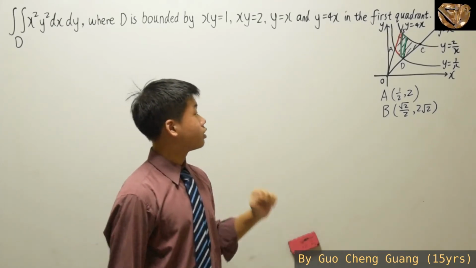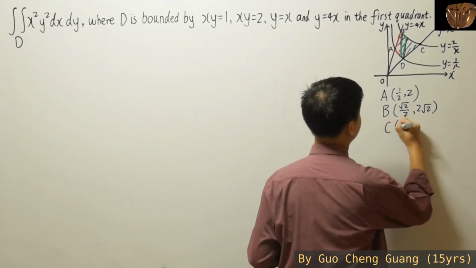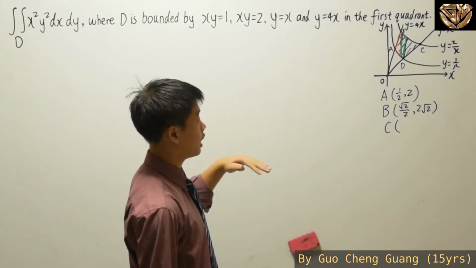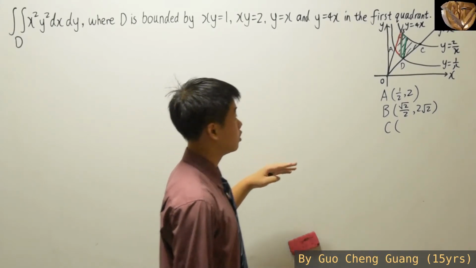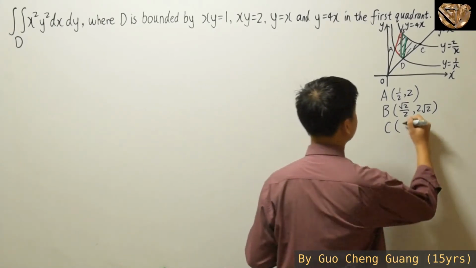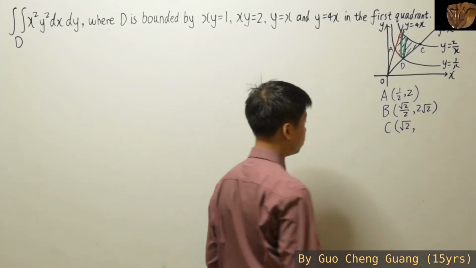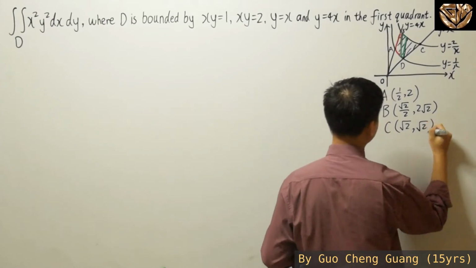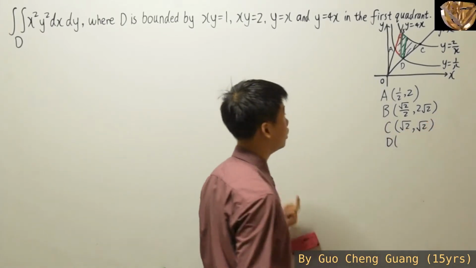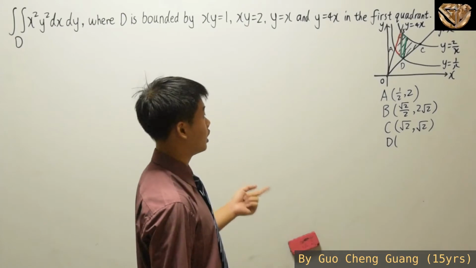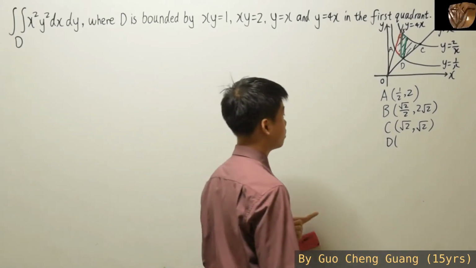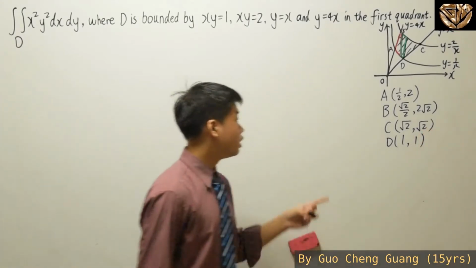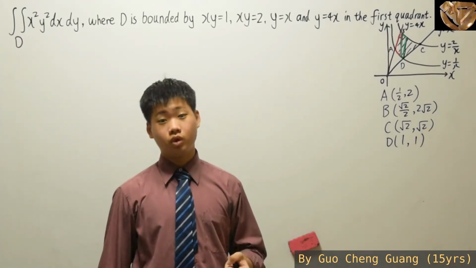Now, we take a look at point C. For point C, y is equal to x and y is equal to 2 over x. So x is equal to 2 over x, x squared is equal to 2, so x is equal to square root 2. Since y is equal to x, y is also square root 2. Now we have point D. For point D, 1 over x is equal to x, which is just 1, so the point is (1, 1). These are the four more important points that we have to know.